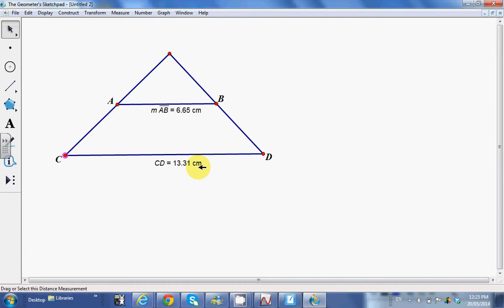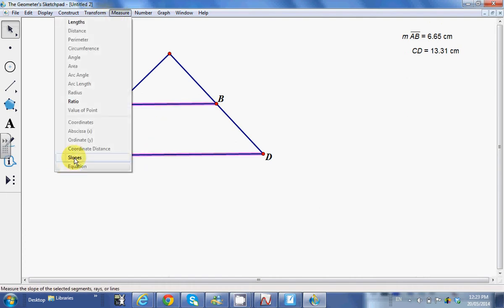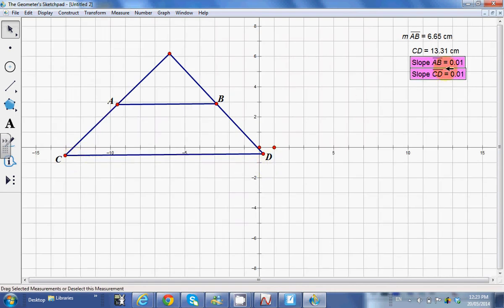Okay. Other thing that looks like is true here is AB and CD have the same slope. So let's go ahead and check that out as well. I'll do both of these at the same time. So I'll select AB and CD, and I'm going to go measure slopes. Now these should be pretty close to 0 because they're pretty flat. Yeah, sure enough, 0.01 and 0.01.